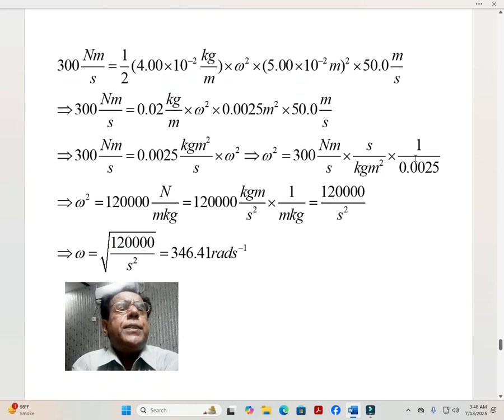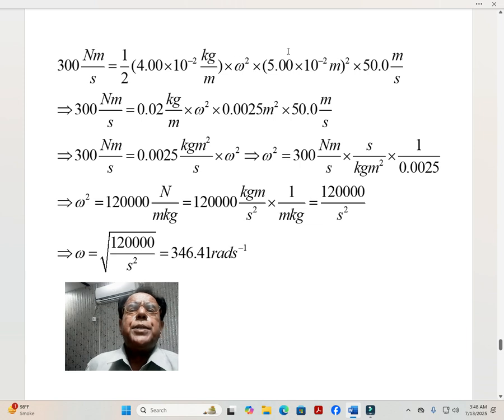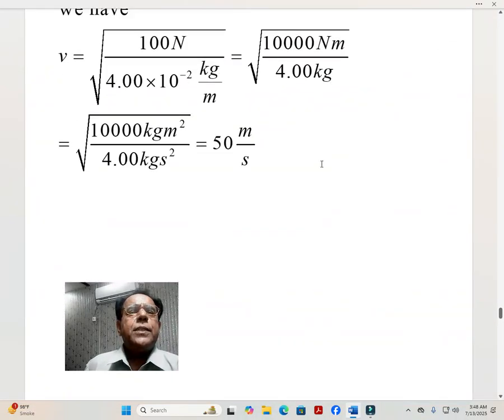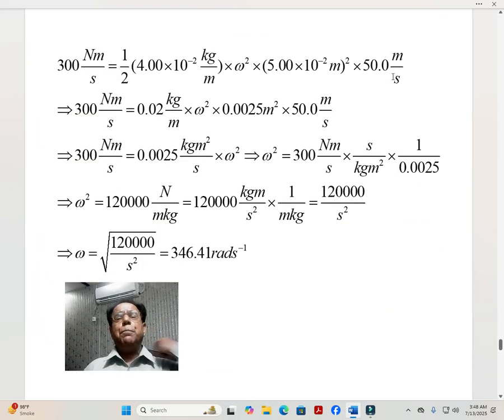So this is 300 Newton meter per second equal to 1 by 2 into 4.00 into 10 raised to power minus 2 kilogram over meter into omega square into 5.00 into 10 raised to power minus 2 meter square into 50.0 meter per second. This 50.0 meter per second is that value which we have calculated in the previous step.